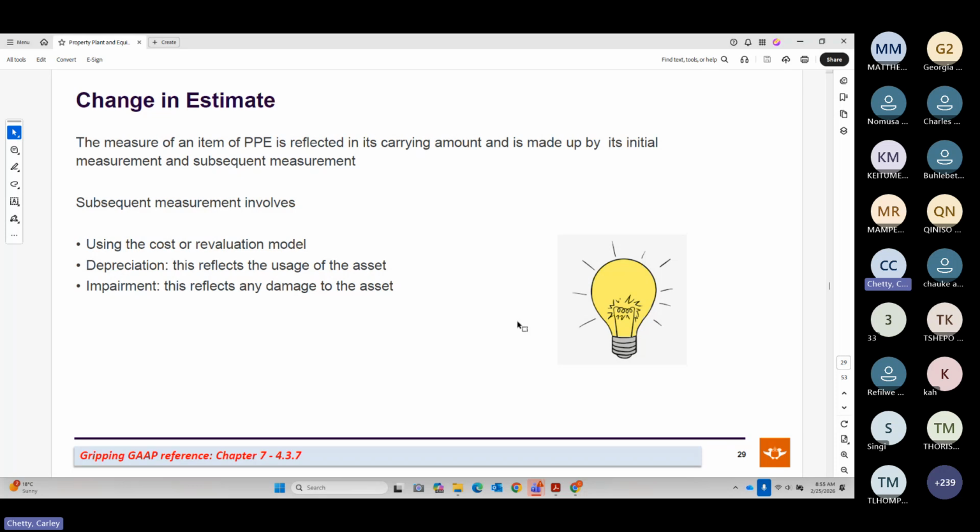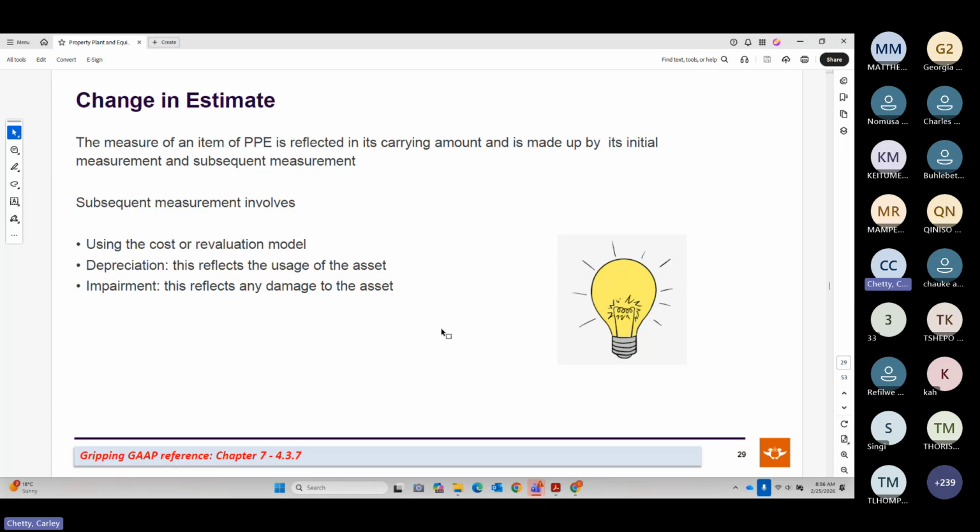While the asset disposal slides shouldn't really be new to you, we are now going to look at a change in estimates, and this is probably something that is new for all of you. You need to pay attention to this because it will be tested in your tests and exams.